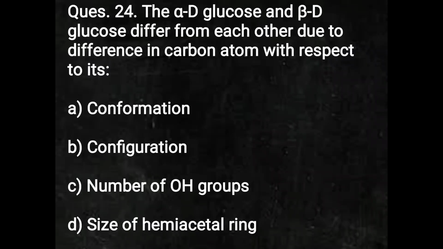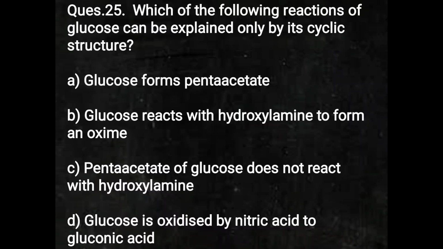The alpha-D-glucose and beta-D-glucose differ from each other due to the difference in carbon atom with respect to its configuration. Which of the following reactions of glucose can be explained only by its cyclic structure? Option C, that is pentaacetate of glucose does not react with hydroxylamine.